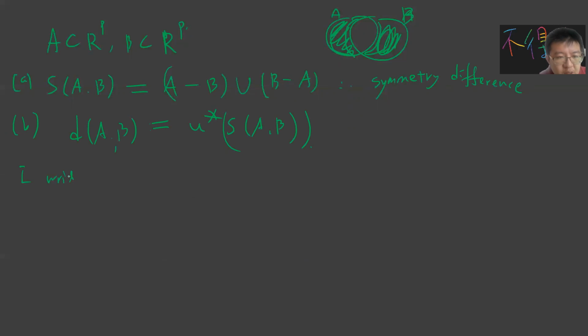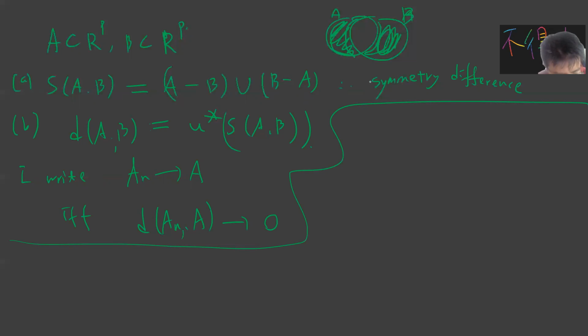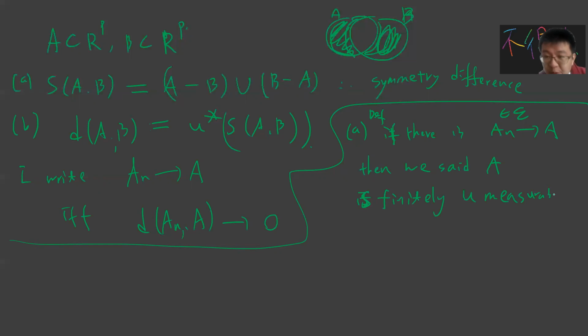Okay, and I write, let's say, a set A_n goes to A if d(A_n, A) goes to 0 as an outer measure. This is the definition. Now I can introduce my notation, which is very hard to understand at first. Definition: if there is a sequence A_n, where each A_n belongs to an elementary set, and A_n goes to A in terms of this, then we say A is finitely mu measurable. I can write A belongs to this.